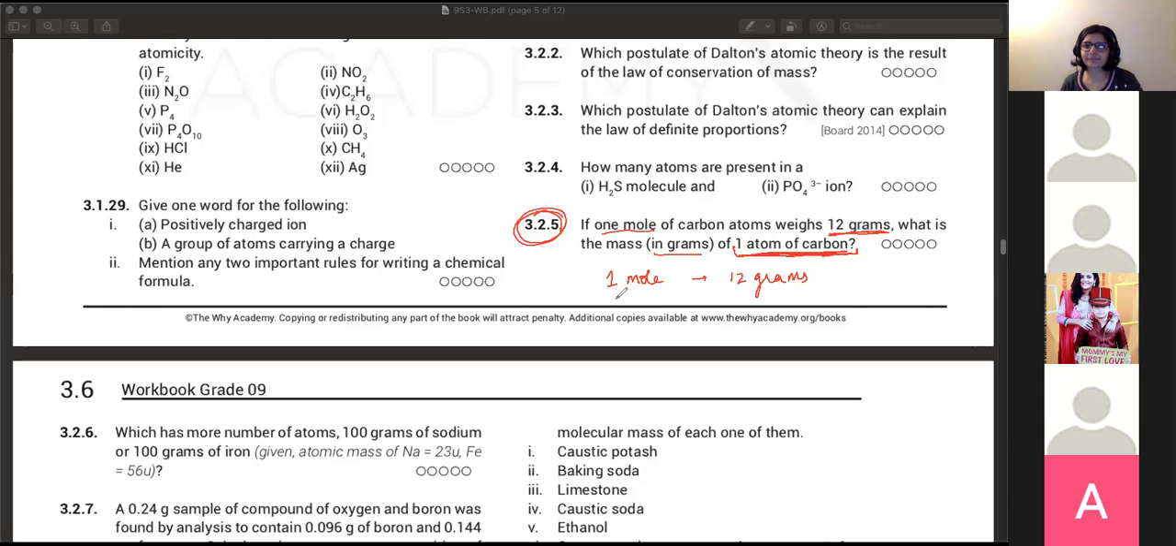Can I answer? Yes, Neil, go ahead. So, ma'am, we can say that 6.022 into 10 to the power 23 atoms of carbon is equal to 12 grams. Yes, so then we can relate it to one atom. Yes, unitary method. So 1 mole, meaning this many atoms of carbon, weighs 12 grams. So one atom will weigh how many grams? Okay, so quickly do it and send your answers on the chat.